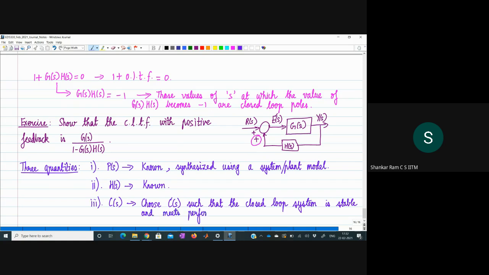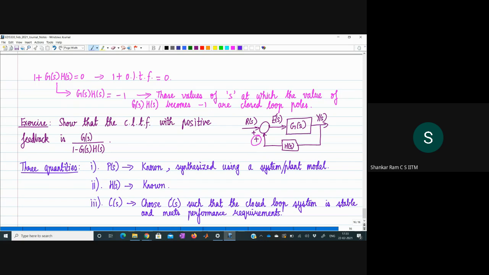So I hope the problem becomes clear, right? What we are going to do in this problem of controller design is that ultimately the problem boils down to figuring out what the C of S would be, so that we can then start working on getting this controller transfer function such that the closed loop system is stable and also meets the performance requirements.